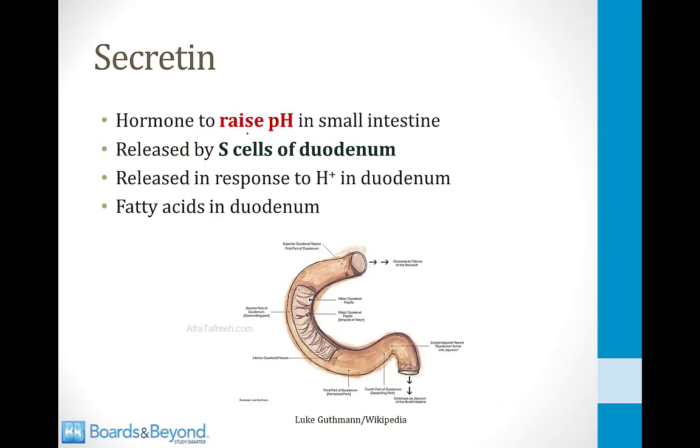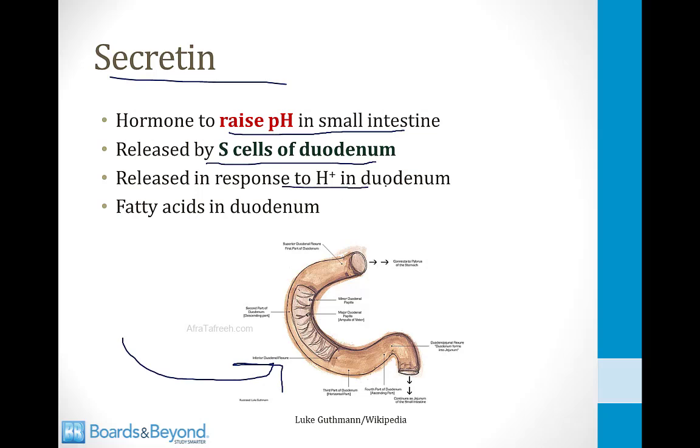Our next GI hormone is secretin, and secretin's job is to raise the pH in the small intestine. It's released by S cells of the duodenum. I've shown you a picture of the duodenum here to remind you of that. And it's released in response to protons in the duodenum and also to fatty acids in the duodenum.